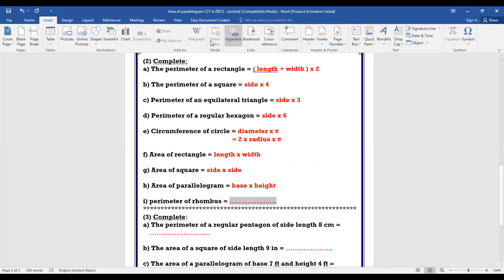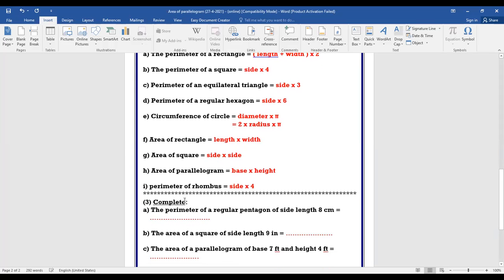Perimeter of a rhombus. No, it is a side multiplied by 4 only, because the rhombus has 4 equal sides like the square. We multiply the length of one side by the number of sides. Side multiplied by 4. You must keep these formulas.